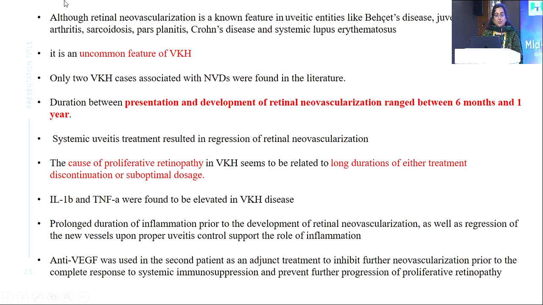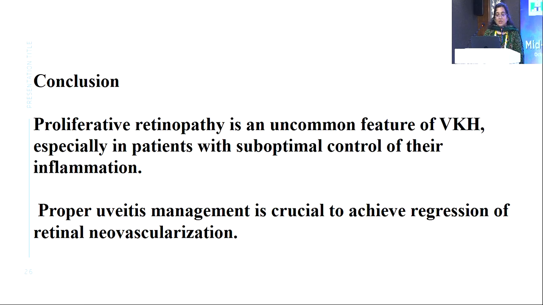So to say, it is an uncommon feature of VKH; the development of retinal vascularization can happen between 6 months to 1 year. The cause of proliferative retinopathy in VKH is probably long duration of either treatment discontinuation or suboptimal dosage. My conclusion is proliferative retinopathy is an uncommon feature of VKH in patients with suboptimal control of their inflammation. Proper uveitis management is very essential to cause regression of this retinal neovascularization.